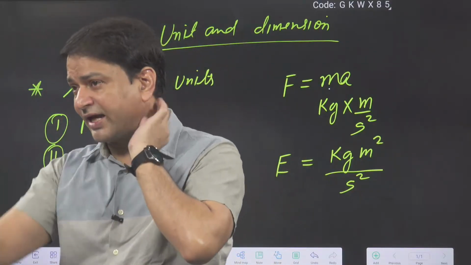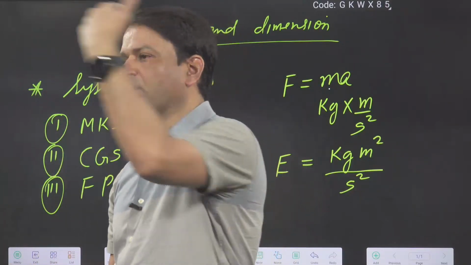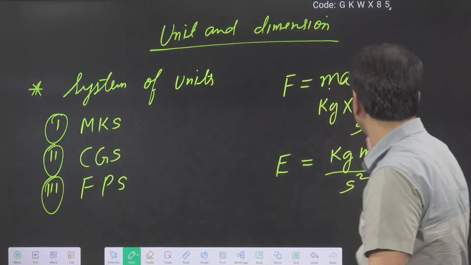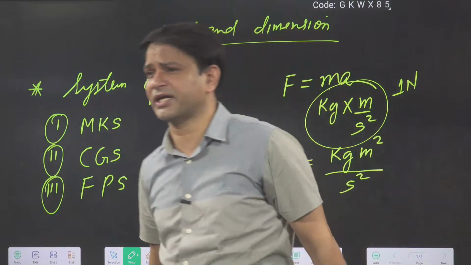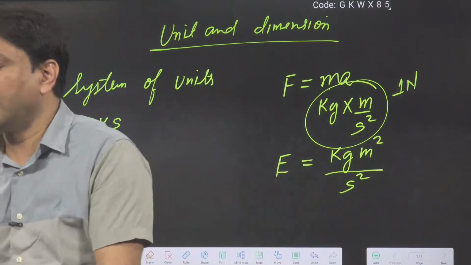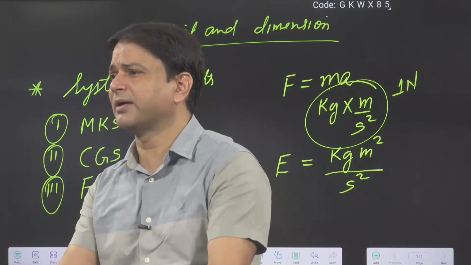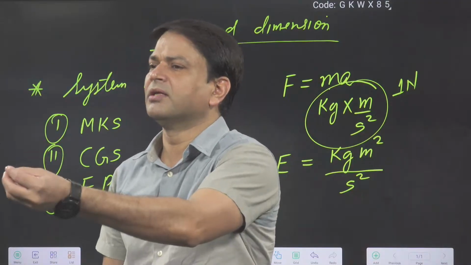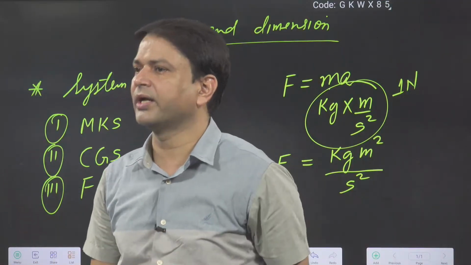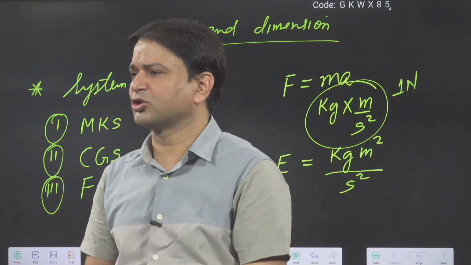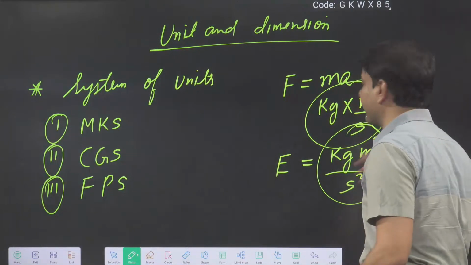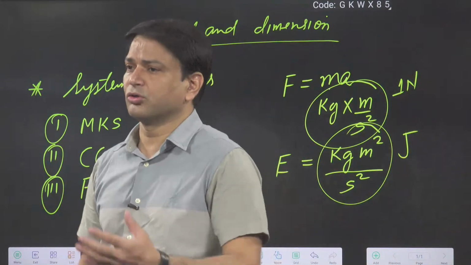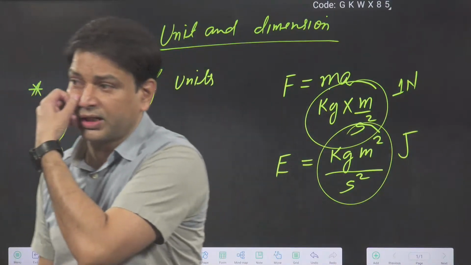Like kg meter per second square. In honor of Newton, we have replaced this by the Newton. So kg meter per second square we can represent as a Newton, and it is an easy representation. If I say force is 10 Newton, everybody easily gets that I am representing force. Similarly, kg meter square per second square we represent as a joule. In honor of scientists, we gave different names.